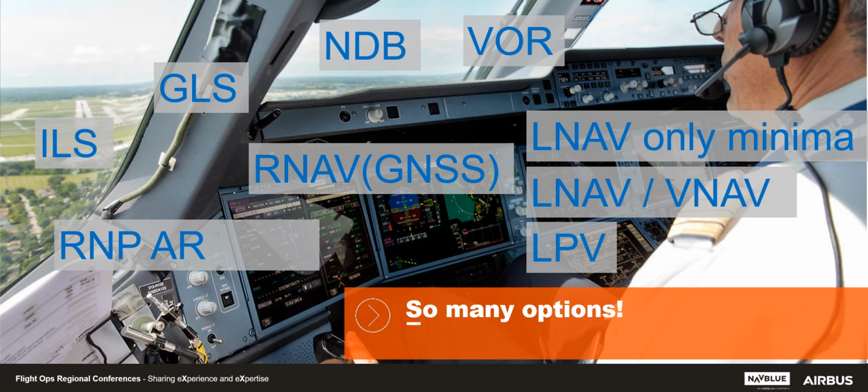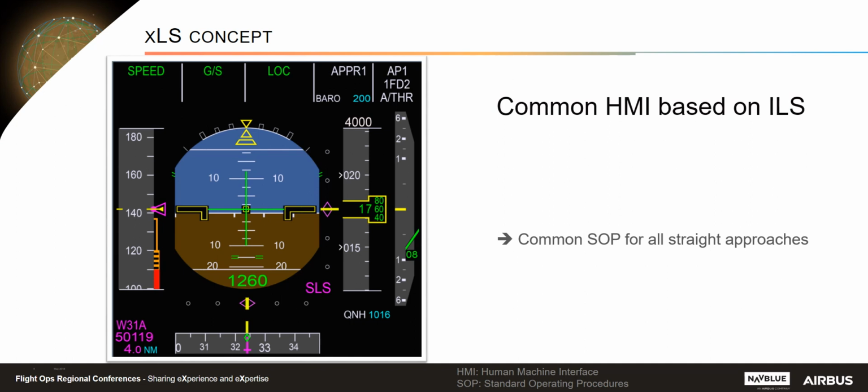So we worked on a cockpit solution to ease pilot tasks and get common principles of monitoring. The main driver for the design of this new solution was keep it simple. So ILS is the most used and the most appropriate guidance mode. Why not using the same design for all the approaches? For all approaches it is a bit difficult, but for all straight approaches.